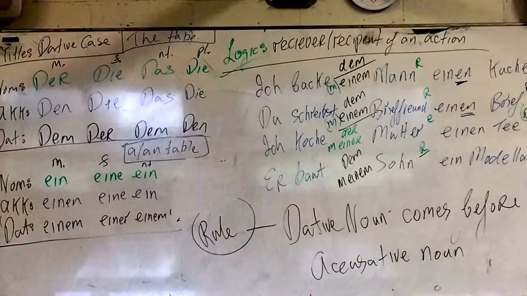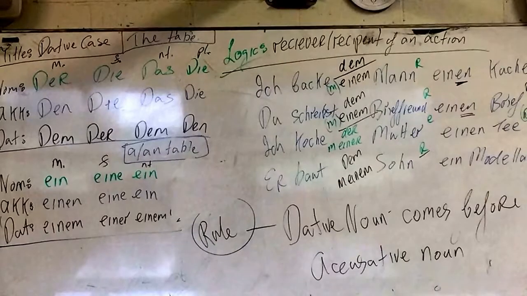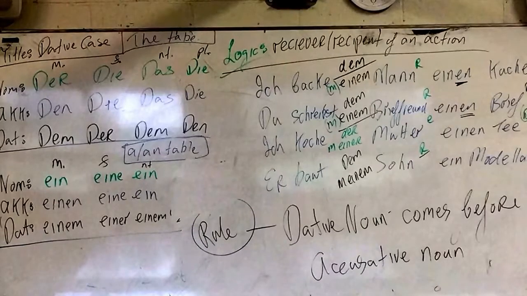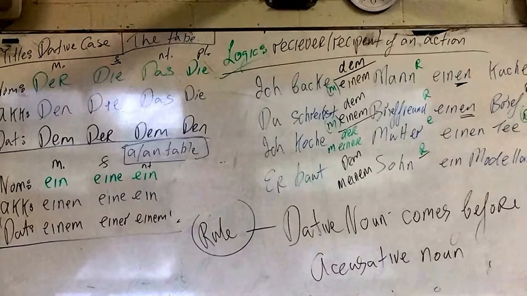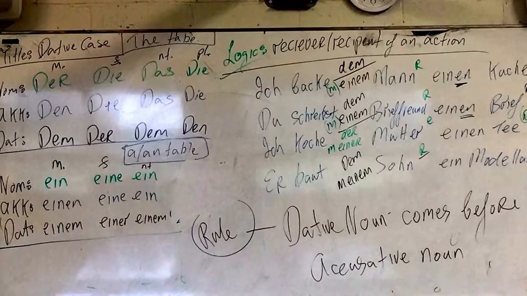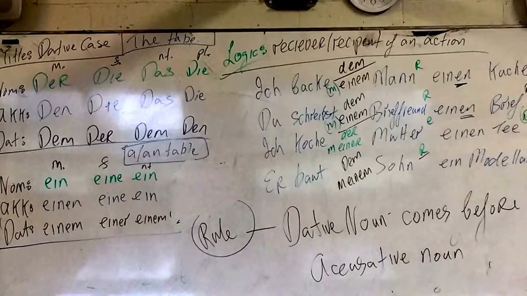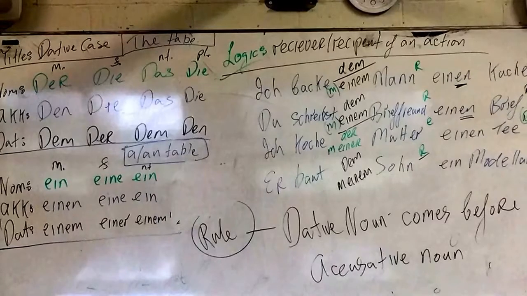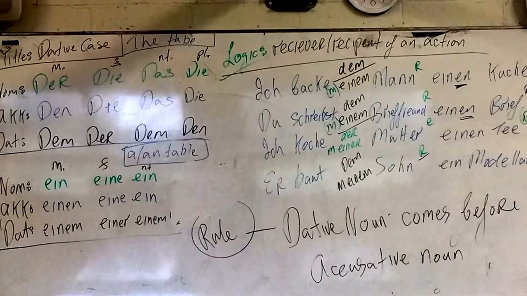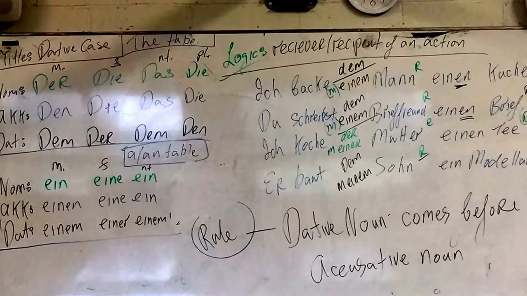So in this sentence, we know that the dative noun comes before the accusative noun. To whom are we giving the cake? Who's receiving the cake? The man. So ich backe dem Mann einen Kuchen. Mann is the der word. So der goes to dem. Ein goes to einem. So ich backe dem Mann einen Kuchen.